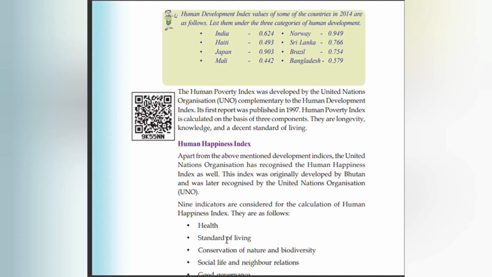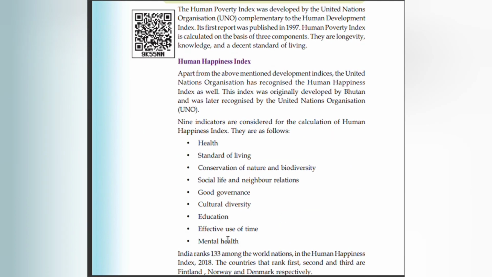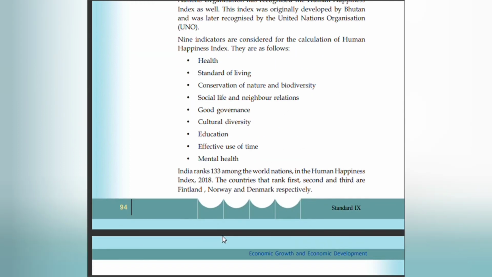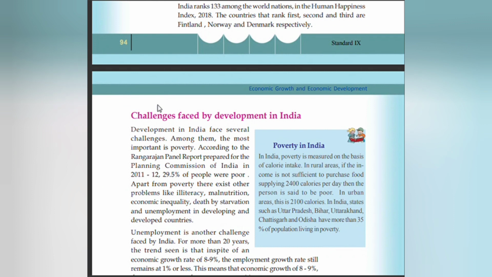They are as follows: health, standard of living, conservation of nature and biodiversity, social life and neighbor relations, good governance, cultural diversity, education, effective use of time, mental health. India ranks 133 among the world nations in the Human Happiness Index 2018. The countries that rank first, second, and third are Finland, Norway, Denmark, respectively.